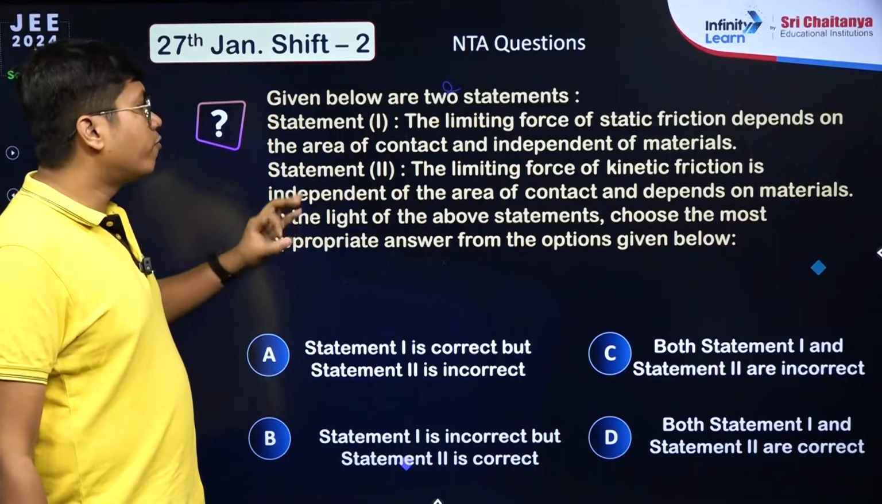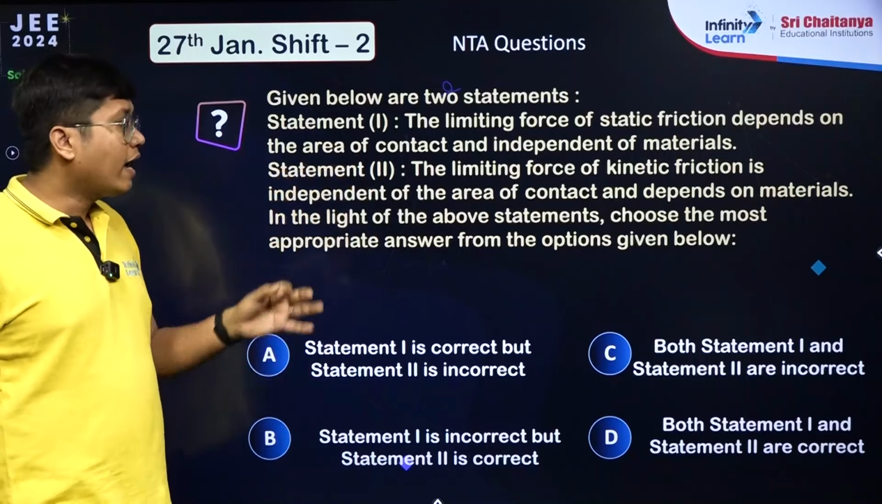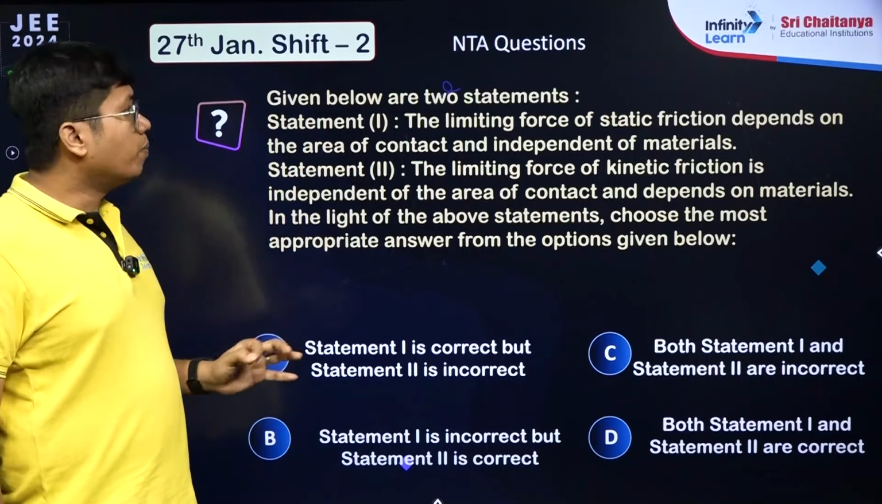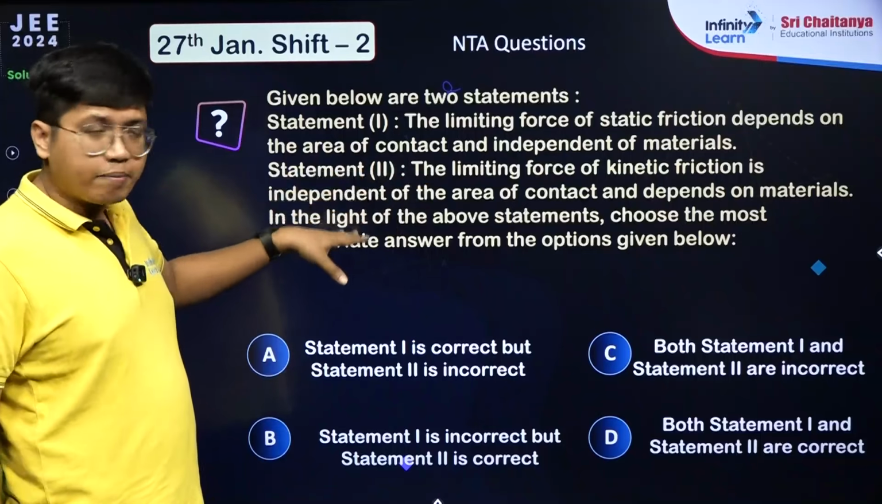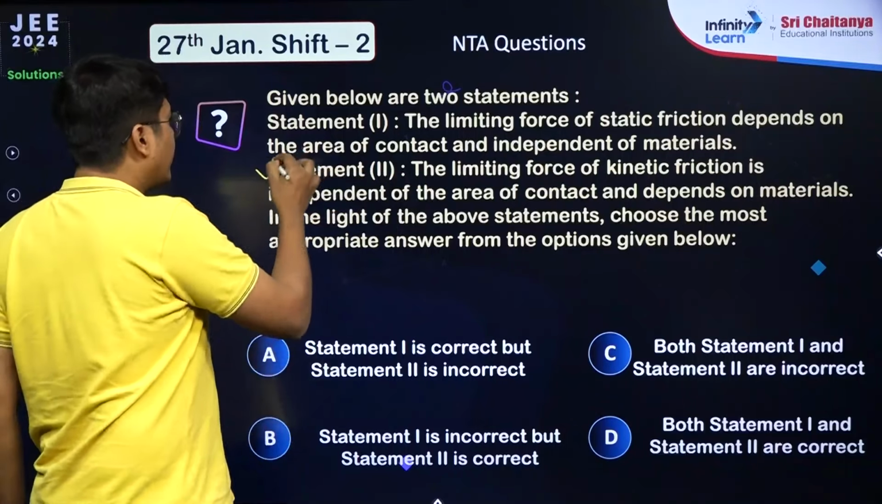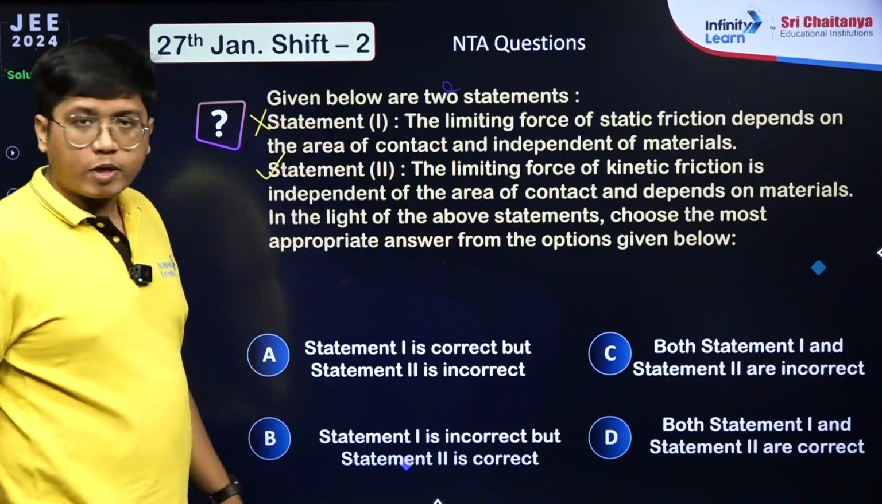Statement 2 says the limiting force of kinetic friction is similarly independent of area of contact and depends on the materials. So over here it depends on the area, and over here it is independent. So this statement is correct, this statement is incorrect. Because we know whatever the force of friction is, whether static or kinetic, it does not depend on the area in contact. It just depends on the materials, which will give rise to the coefficient of friction.